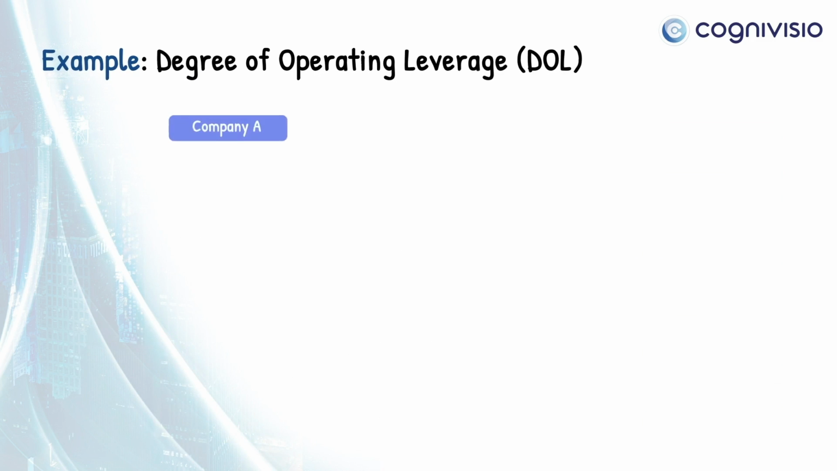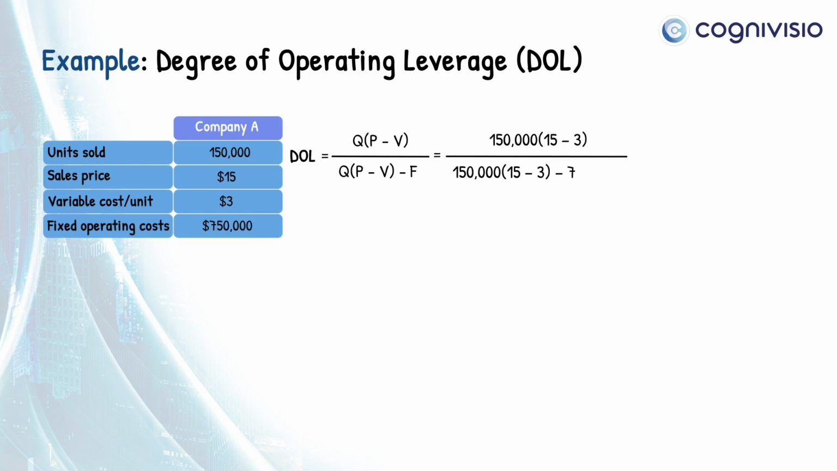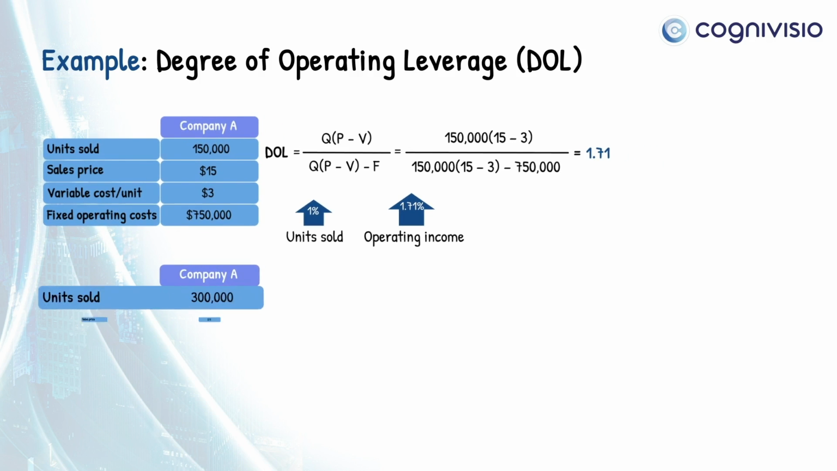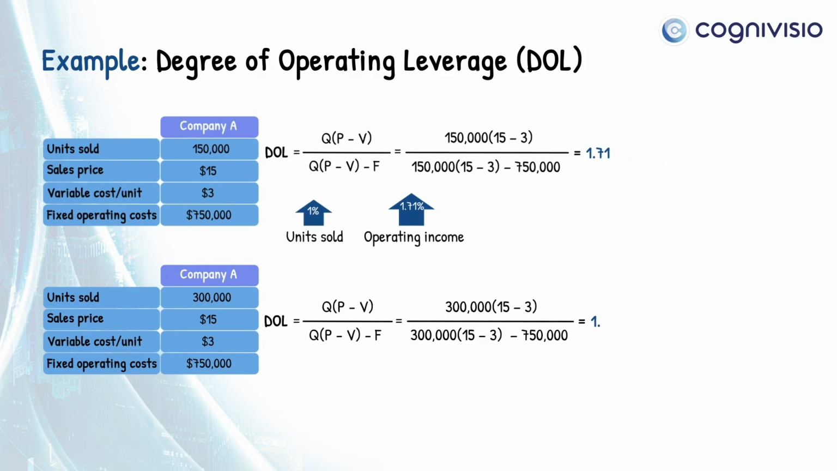Let's continue with the company example. Suppose it sells 150,000 units. DOL would be equal to 150,000 times (15 minus 3) divided by 150,000 times (15 minus 3) minus 750,000, which equals 1.71. A DOL of 1.71 implies that a 1% decrease in units sold leads to a 1.71% decrease in operating income, and vice versa. However, DOL differs based on sales levels. For 300,000 units, DOL is equal to 1.26.